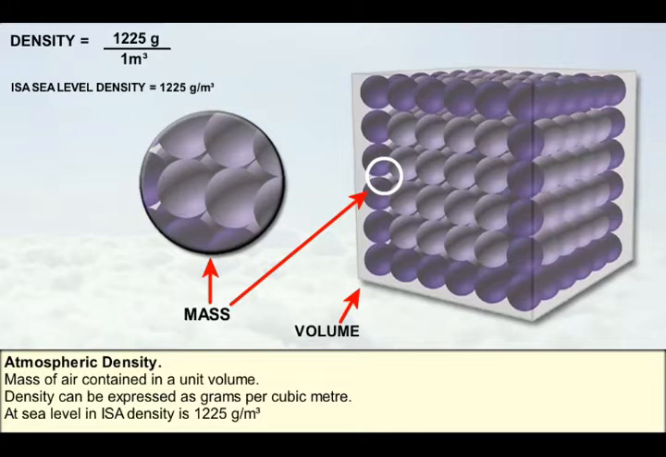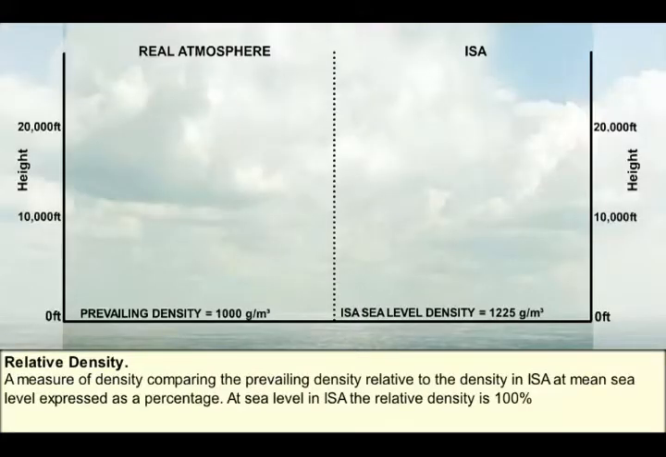However, there are other ways in which density can be expressed. For instance, if we know the standard sea level density in ISA, then we can use this as a benchmark to compare densities from other areas. Using this method, we may take the density of 1,225 grams per cubic meter as representing 100%. If in a given place or at a given altitude the actual density was only 1,000 grams per cubic meter, then this density would be approximately 82% of the ISA sea level density.